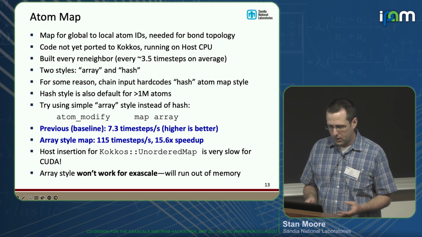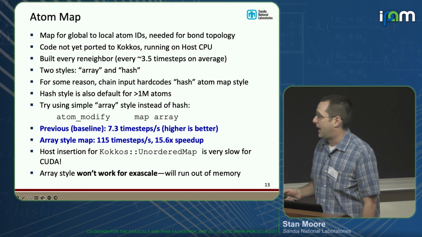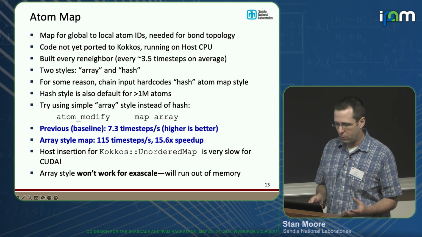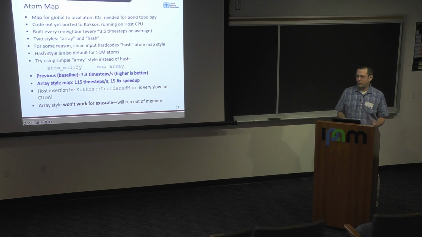And there are actually two styles of atom map. One is a simple array, and another is a hash. And the chain input by default hard codes this hash atom map style. Hash is also the default for more than 1 million atoms. If you try to use the array style with 1 billion atoms, then you're going to run out of memory. It's not going to work.